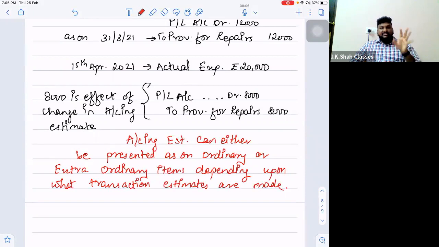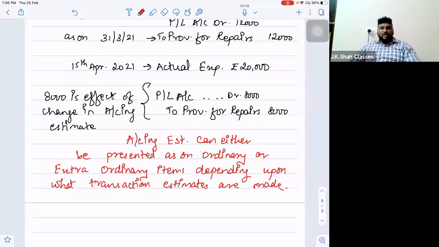I say that whenever you are creating an accounting estimate, that estimate means basically provisions. When you record these provisions in the books of accounts, they can either be an ordinary item or an extraordinary item. It totally depends upon what transactions you are making the estimations for. For example, sir, you are estimating provision for bad debts. Provisions for bad debts are ordinary items. Provision for taxes, ordinary item. Provision for repairs and renewals, ordinary. Provision for repairs and maintenance, ordinary.